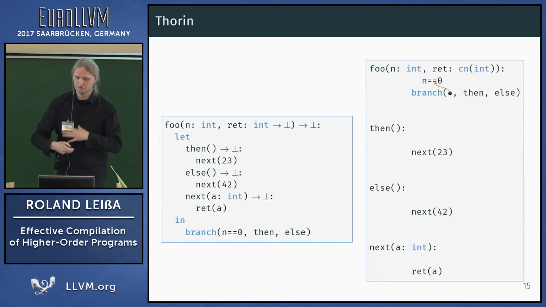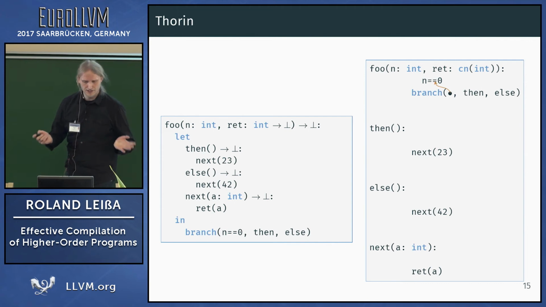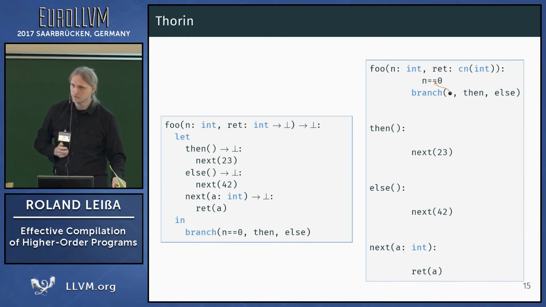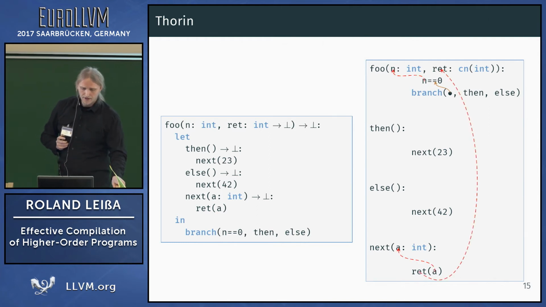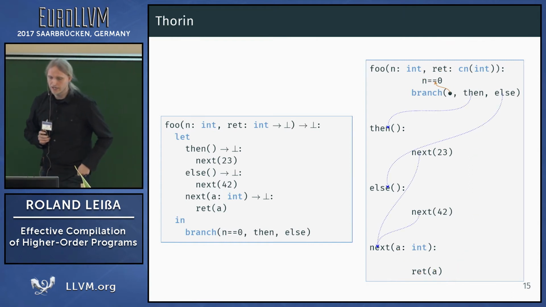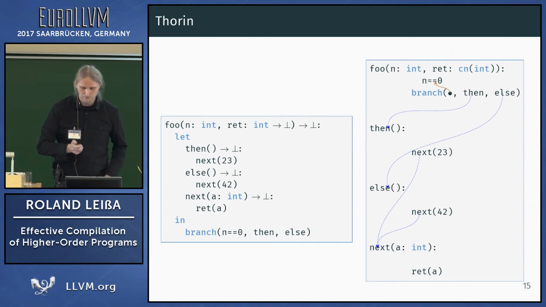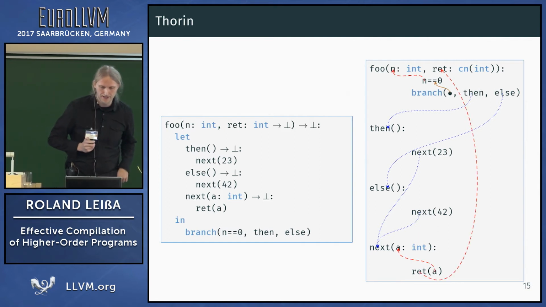So we have a graph-based representation, and we just have a bunch of those continuations. And there are actually just three concepts. We have primops, so like this n equals 0. We have parameters, and we have continuations. And all those three things are just linked in a graph, and that's it.